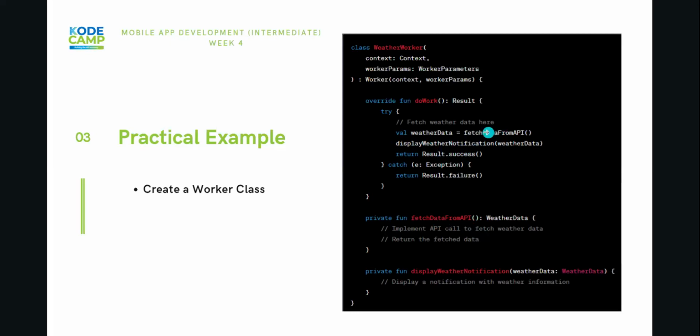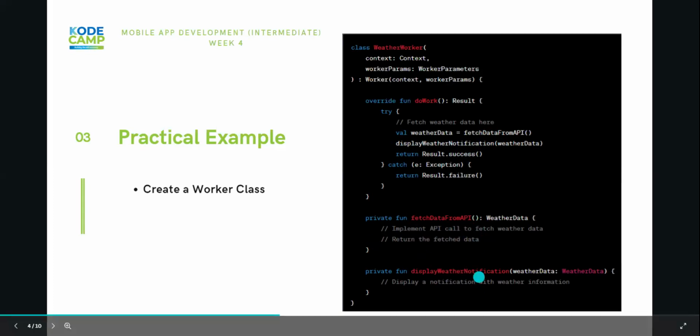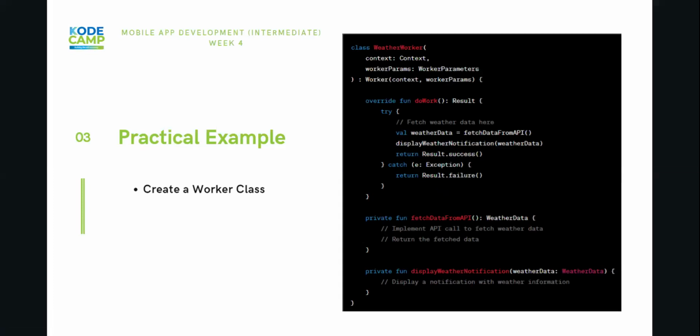And of course, your fetch data API, which is here, you've already created a function where you implement an API call to fetch that data and all of that, right? So that's just the first step. So you create a worker class, okay, and then override the doWork function. So inside the doWork function, you use a try and catch, and that's where you capture what exactly you actually want to happen in the background.